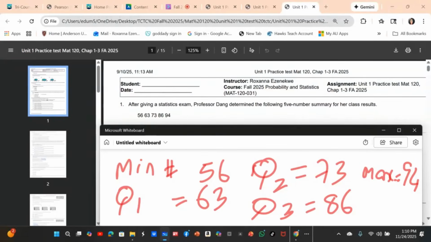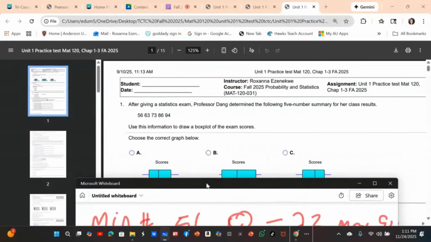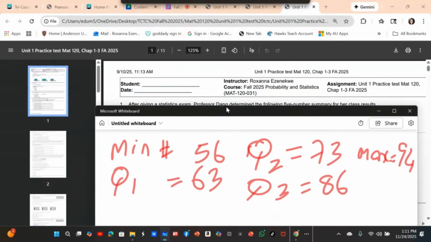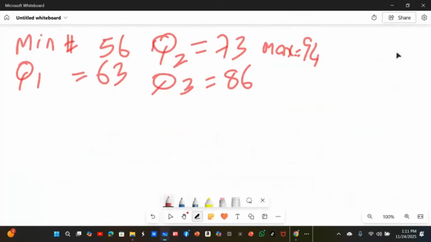All right, so you have to know that whenever you are given a 5-number summary, the smallest number is the minimum number, the second to the smallest. So the question here is, use this information to draw a box plot of the exam score. So he wants you to draw a box plot of the exam score. So let's do that. Represent this grade in a box plot.